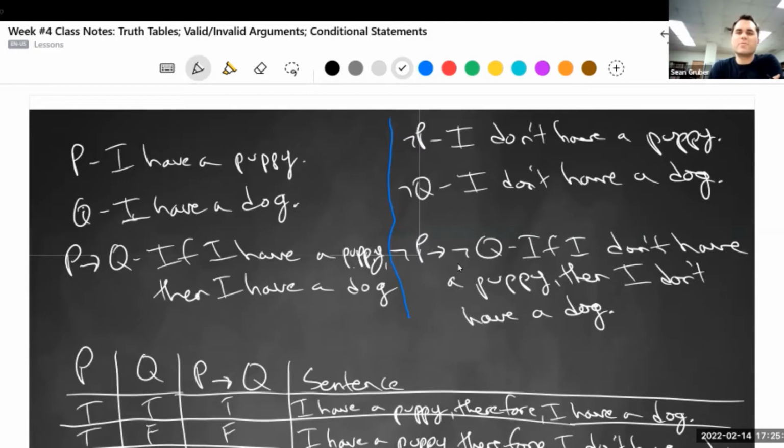I just wanted to pick up our conversation from class today. You guys asked really good questions about these truth tables. This by no means is easy. It's a tough introduction into proof and logic, which is the substance of this course. So we want to make sure we have a good understanding of this.